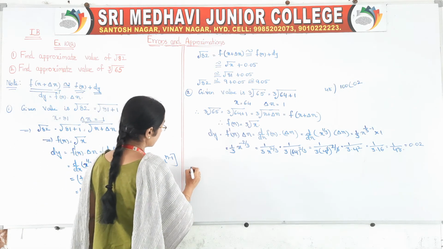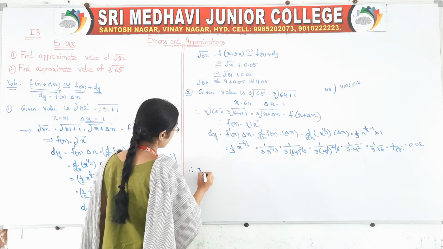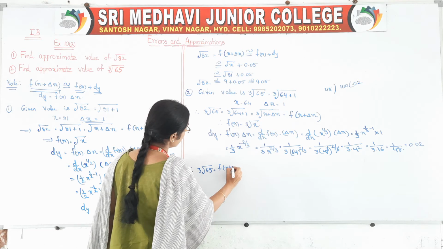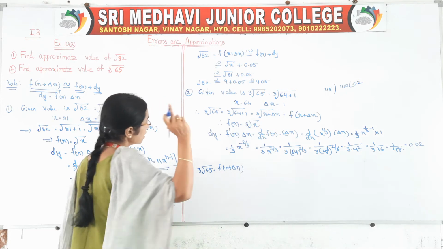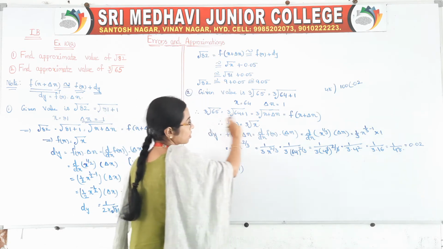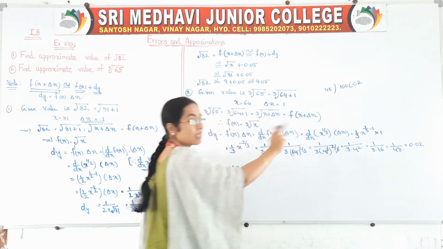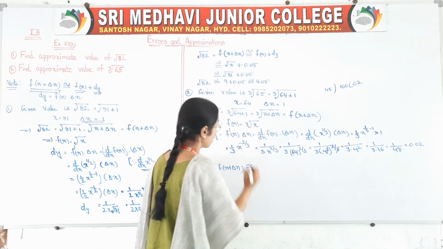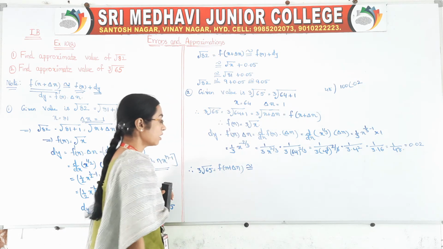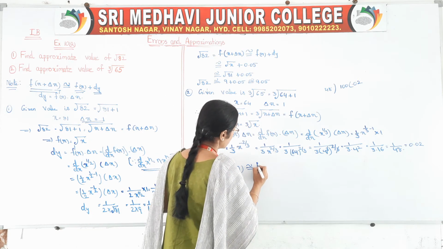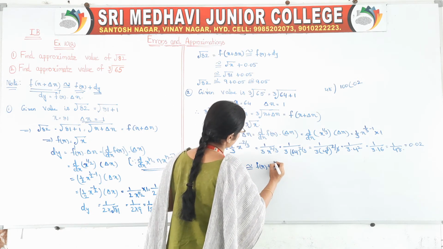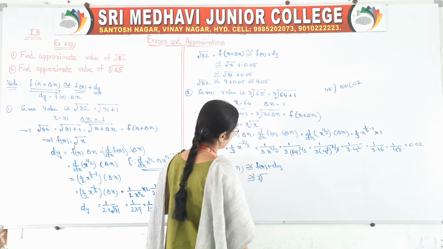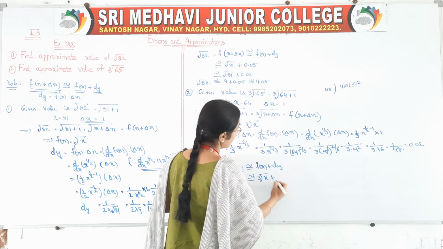So which value are we finding? Cube root of 65, which is nothing but f of x plus delta x. Isn't it? In the beginning only, cube root of 65 is equal to f of x plus delta x, which is approximately equal to f of x plus dy. So what is your f of x? Cube root of x, plus dy.